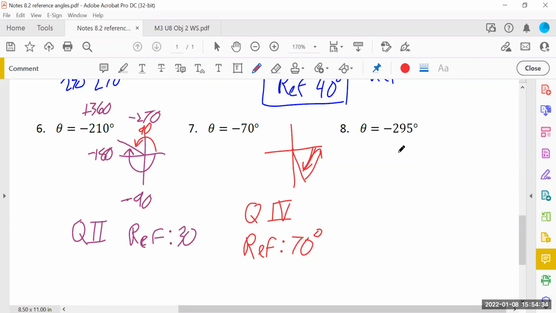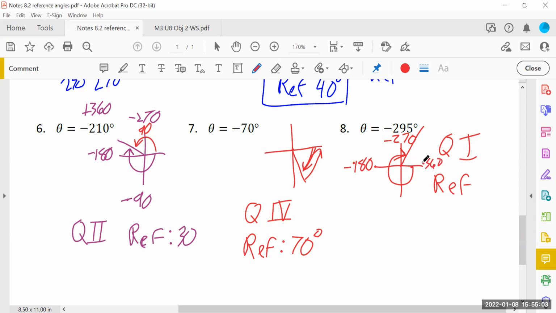And number 8, -295. Well, we've got -180, -270. We went past that. We are going around in the negative direction. We blew past -270 and got all the way to -295. That would be right there. Draw a little arrow showing how we got there. My quadrant is quadrant 1. And my reference angle is how much farther I need to go to get to -360.